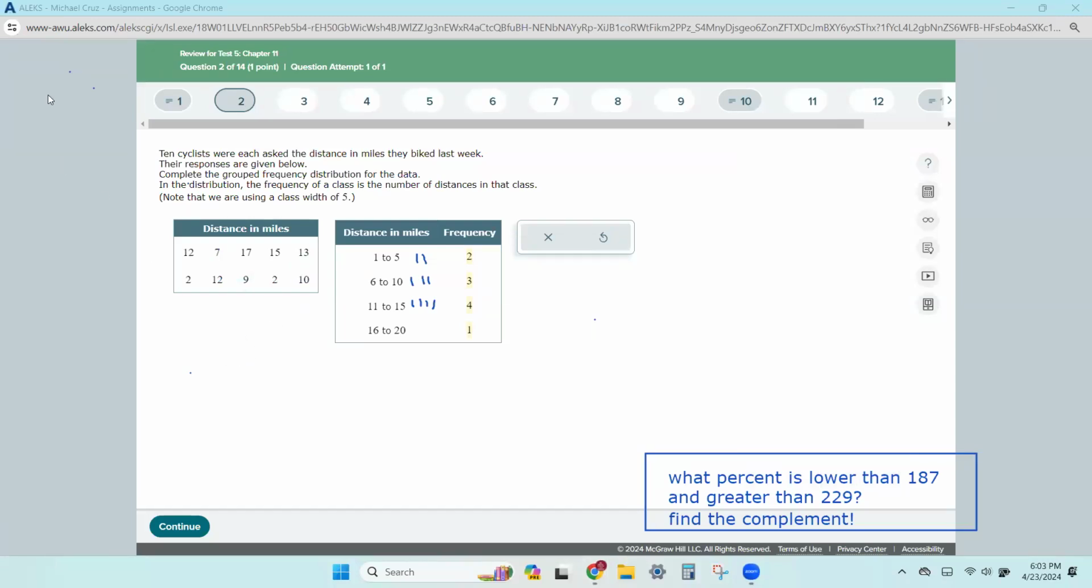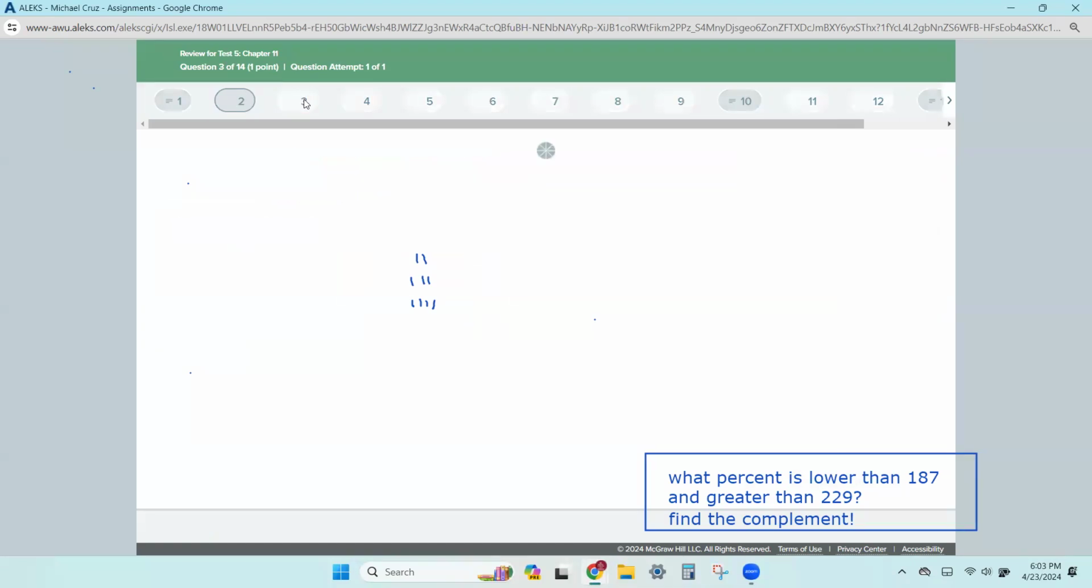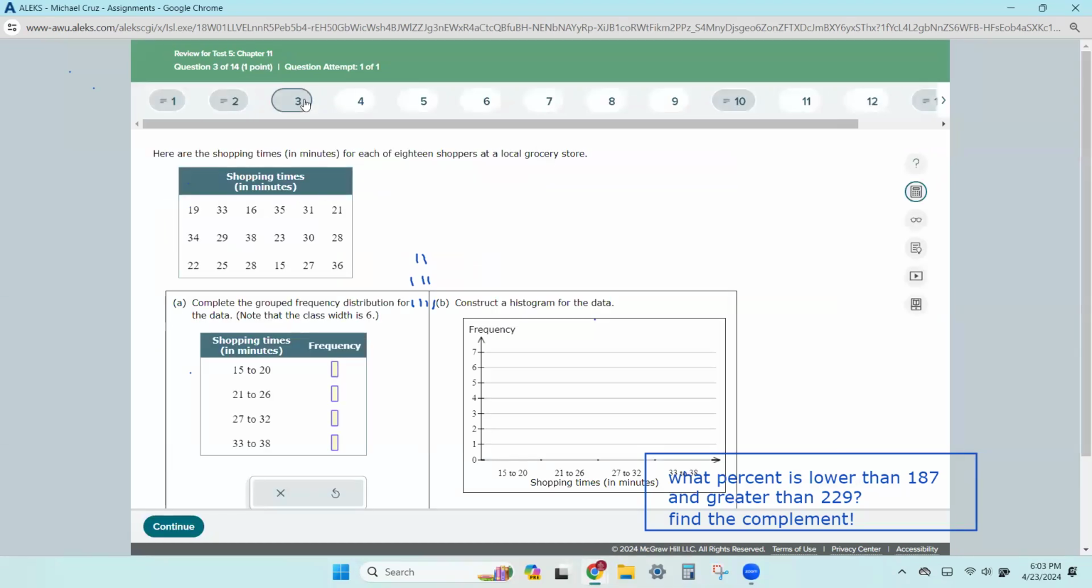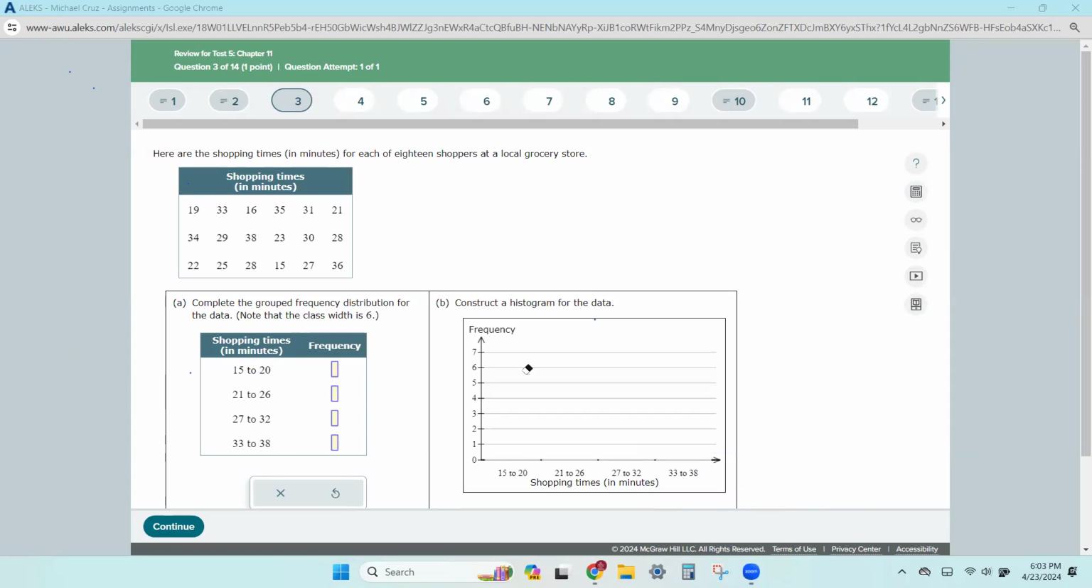All right, let's go to the next one. All right, one more where we got to build the frequency distribution and then the histogram for it. All right, so same kind of thing. It helps to do tally marks. So 15 to 20.